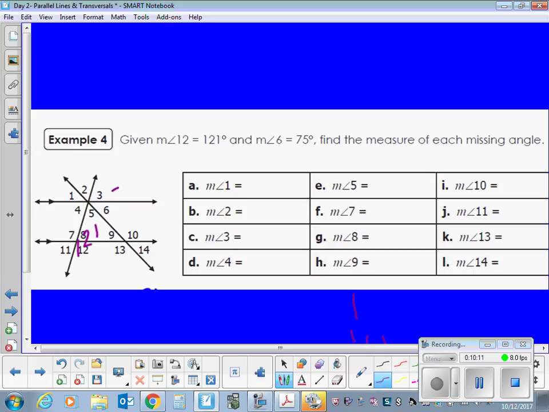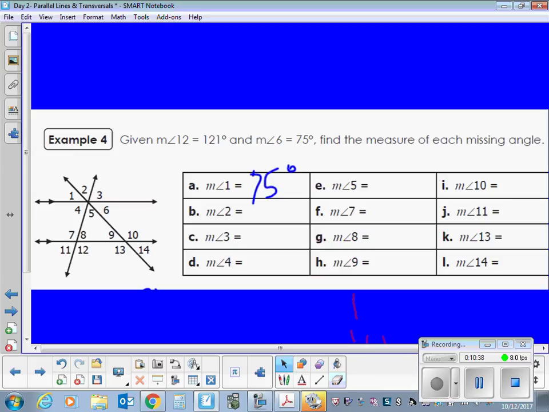Angle 6 is 75. Okay, I'm not gonna write it in because it's off kilter. Let's say find the measure of each angle. So angle measure 1 is what? What do we get for angle measure 1? 75. That should be 75. Why? Because they're vertical.